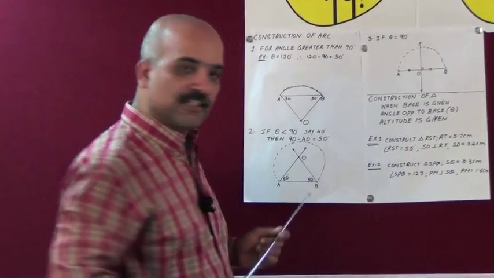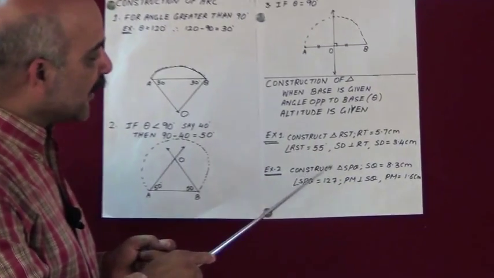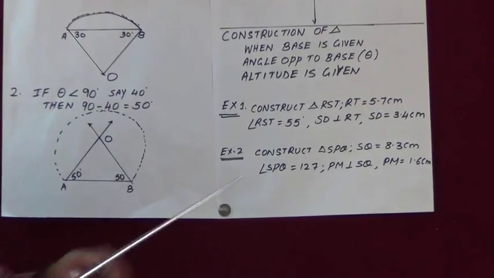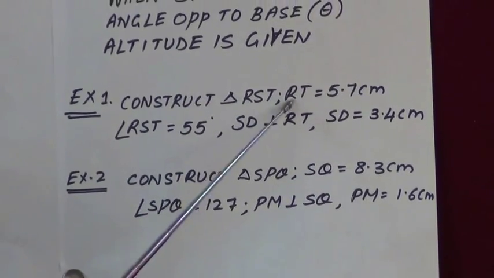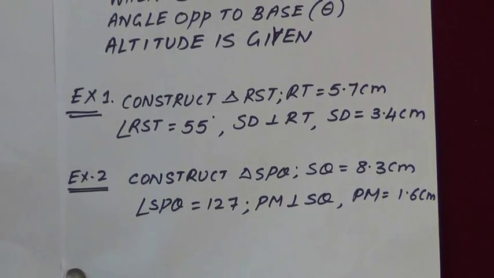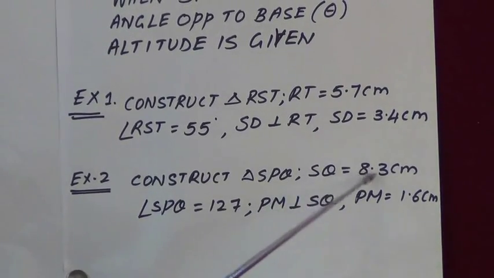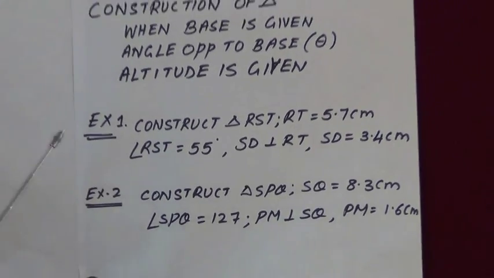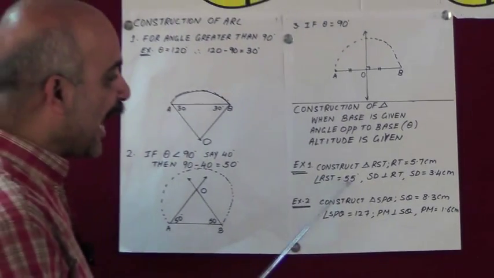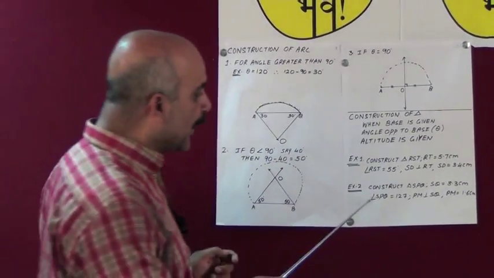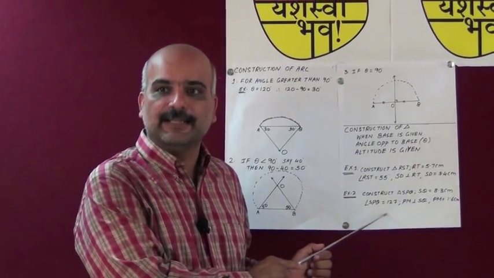Construct triangle RST. Here we have construct triangle SPQ. So both are constructions of a triangle. If you see the base, RT is 5.7. Here the base SQ is 8.3. Whatever the length, the base is given to us. Now see the angle. Here angle RST is 55 degrees. Here angle SPQ is 127 degrees.